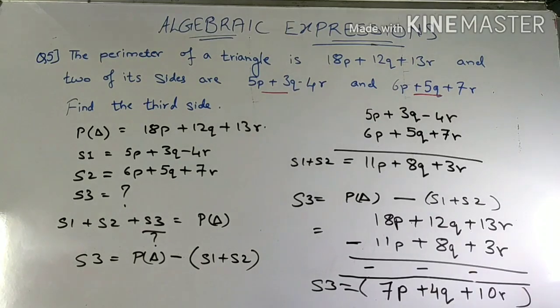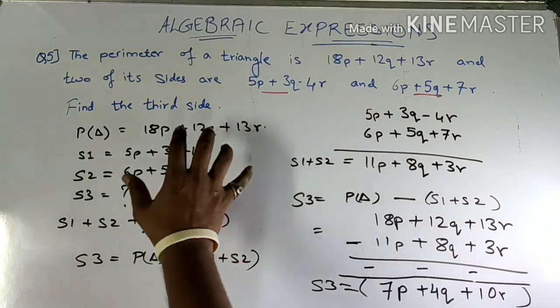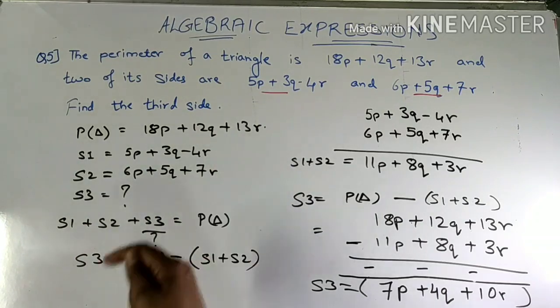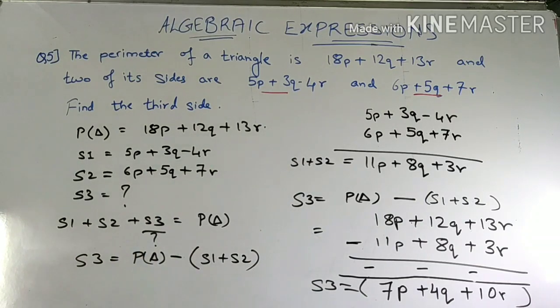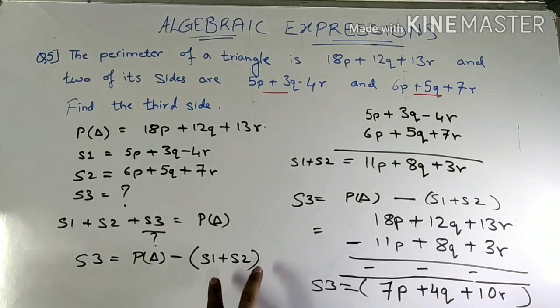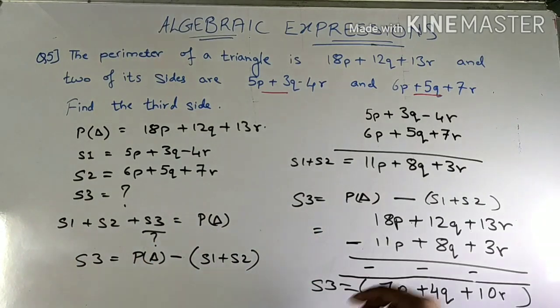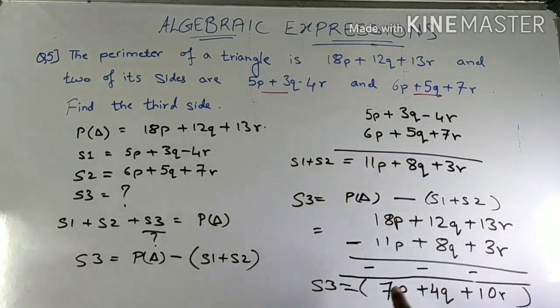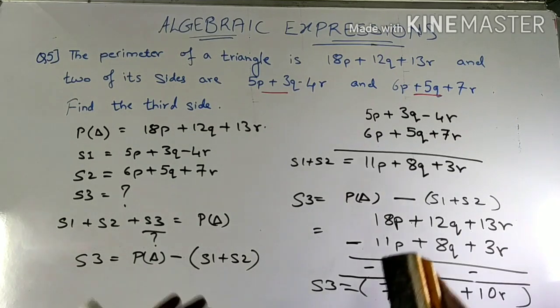So let's revise the sum again. Perimeter is given, that is sum of the three sides is given, S1 plus S2 plus S3. The two sides are given, S1 plus S2. We are supposed to find the third side. So third side will be perimeter minus this whole addition of S1 and S2. So we first find S1 and S2's sum and then subtract it from perimeter to get the third side. With this we come to an end to today's video, that is addition and subtraction of algebraic terms and its application.